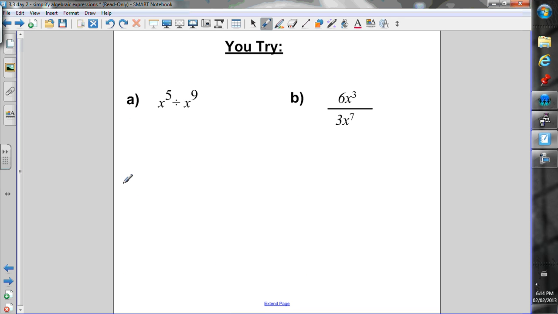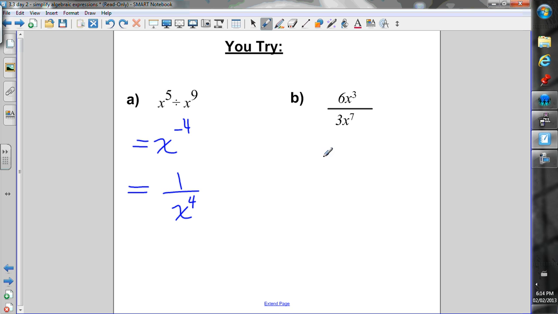Okay, so let's try a couple more examples here. If you want, pause it and try these couple examples. Okay, so now I will go through these with you. So x to the 5 divided by x to the 9. The quotient rule tells us that when we're dividing powers to the same base, you keep the base the same and subtract the exponents. 5 minus 9 is negative 4. But I can't have a negative exponent in my final answer. To make that positive, I write it as the reciprocal to the positive exponent, so 1 over x to the 4.